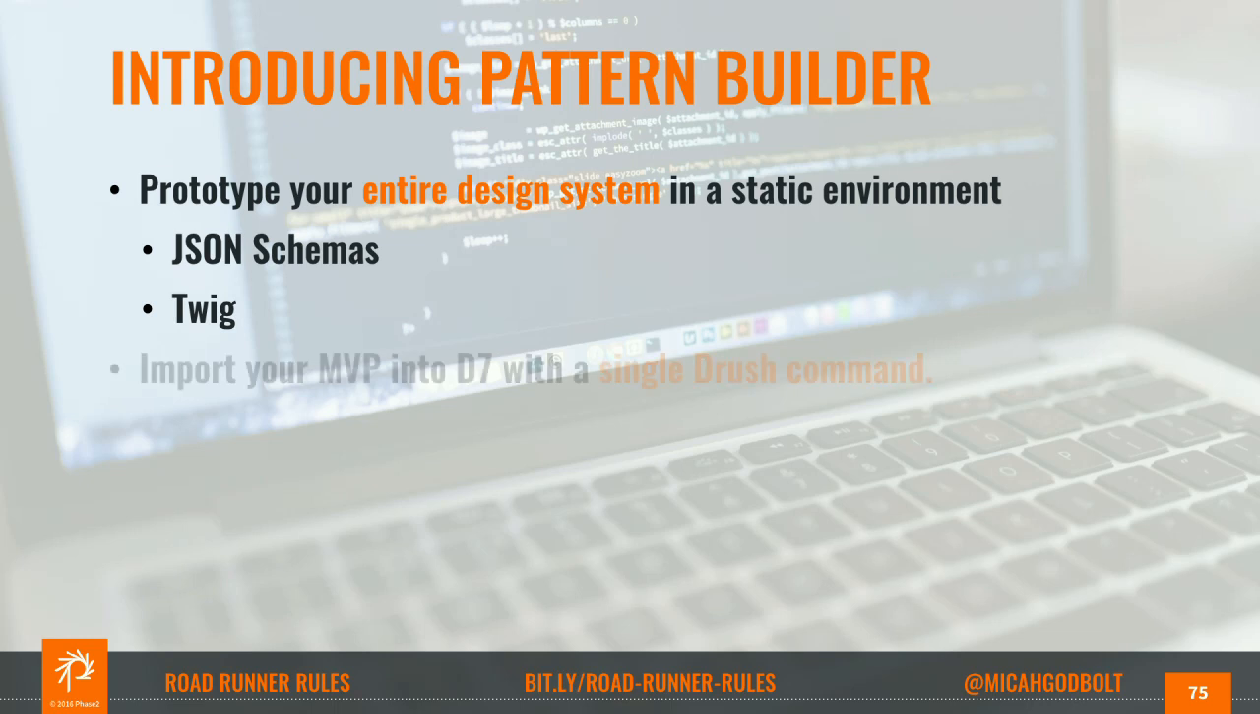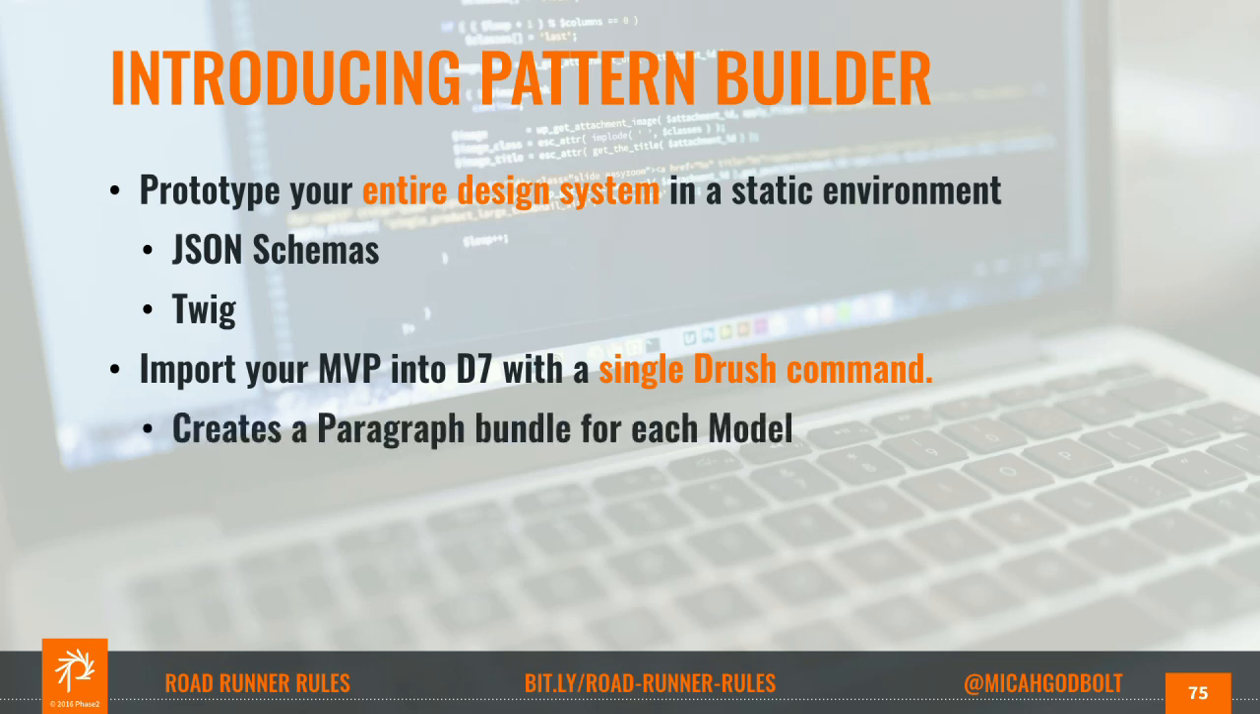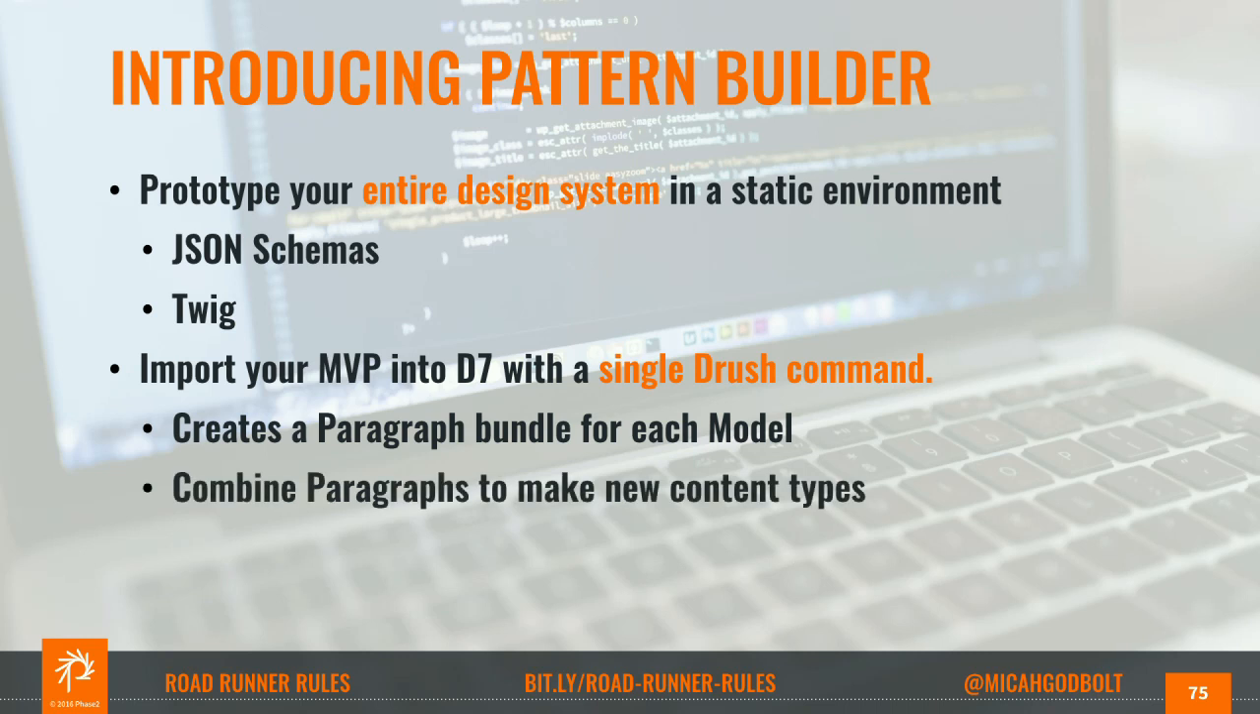Crazy ideas. But in D7, what we're able to do with Pattern Builder is take all those schemas and create, using the Paragraphs module specifically, a bunch of paragraph entities automatically with a single drush command. So our entire data model for every single view in our design system, with a single import drush command, we build all of our paragraph entities. That means you can create a paragraph bundle for each model, and then create content types using all of these paragraphs.